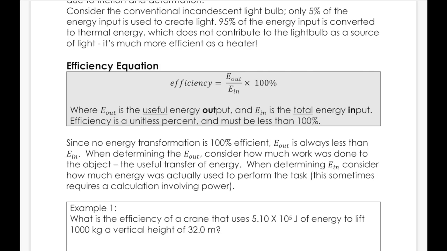So since no energy transformation is 100% efficient, the E out is always going to be less than the E in. So when determining the E out, consider how much work was done to the object and the useful transfer of energy. When determining E in, consider how much energy was actually used to perform the task. And this sometimes requires a calculation involving power.